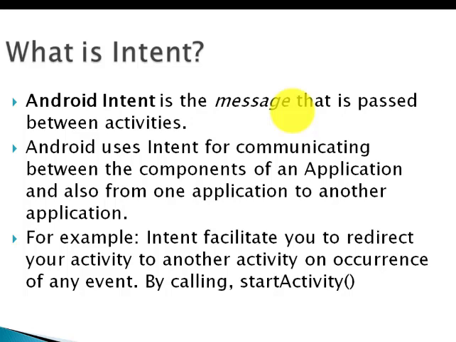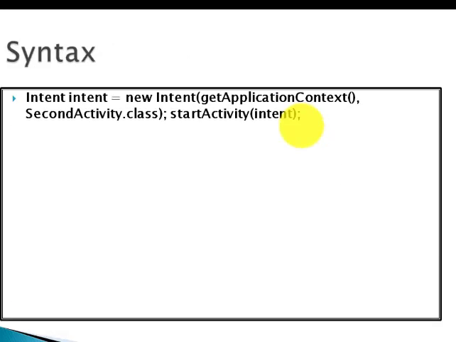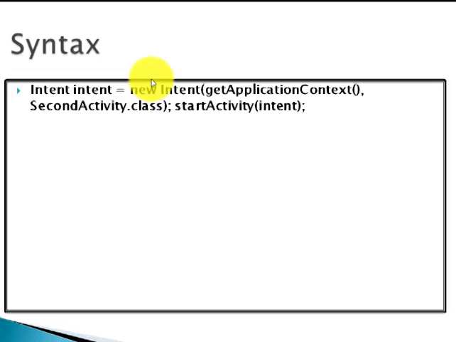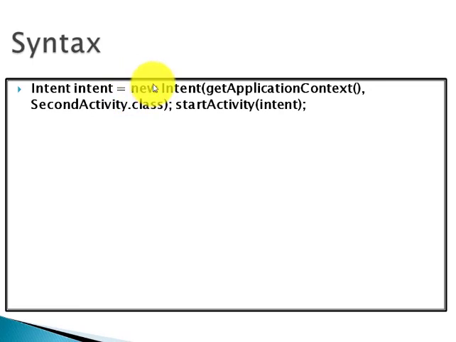Intent uses a method startActivity. This is a method available in Android which is used to start another activity within the current activity. The syntax: intent is a class, therefore we first create an object of an intent. See, this is an intent class. Name of the object is intent equals to new. New operator is used to allocate the memory for the intent object. To create an intent object, we call the getApplicationContext method of the activity.